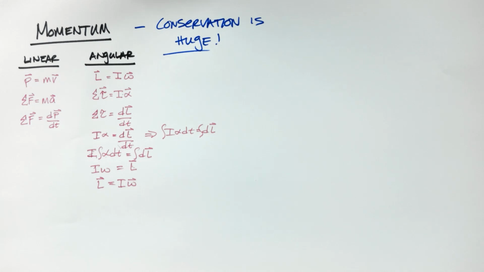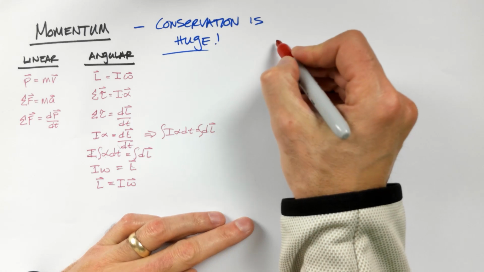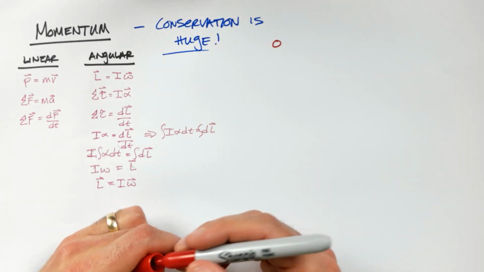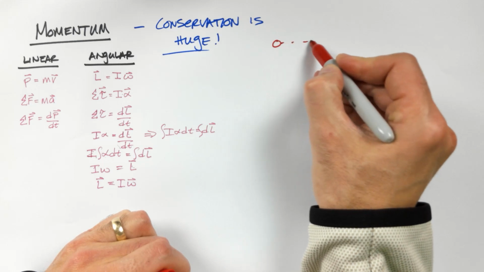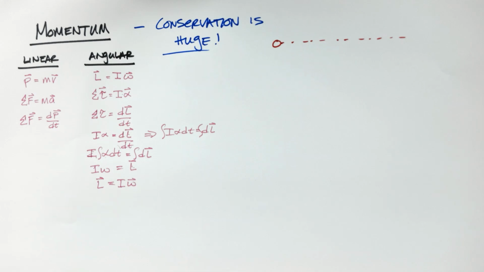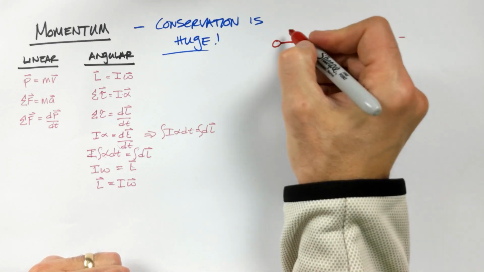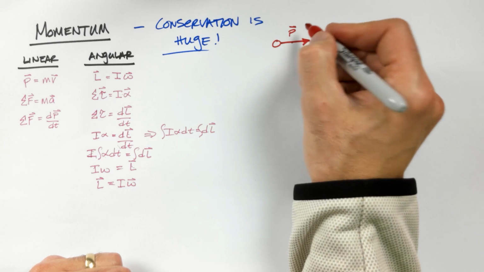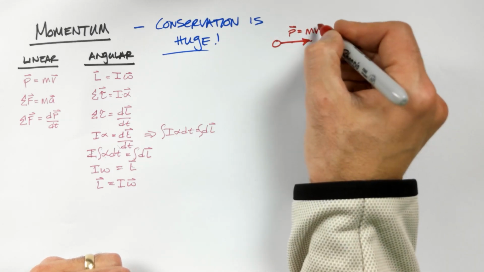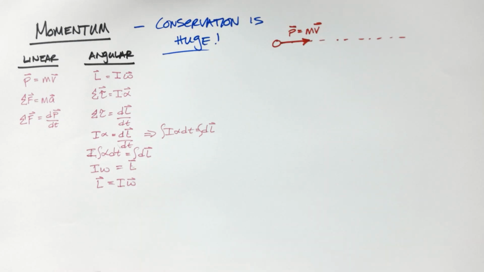If I take a lump of clay that is going to be moving along in this fashion here, we're going to say that it will have its own momentum vector, which is going to be mv. So a lump of clay with mass m has a velocity v, or a momentum vector p.